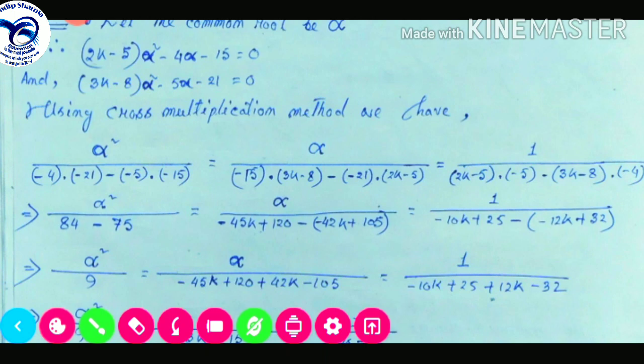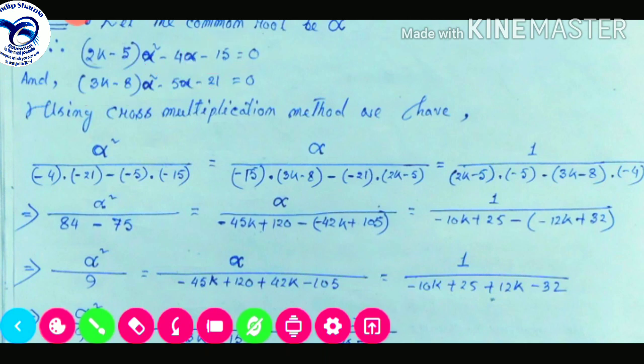So when we need to find out alpha square, this portion will be omitted. From these 2 we need to find out. So here it is this one, that means minus 4 into minus 21 and minus down 1 into our top one. So minus 5 into minus 15. Now we need to find out alpha, this portion, so this one will be omitted. So it will be the top one, minus 15, into the down one, 3k minus 8. Then the down one into the top one, so minus 21 into 2k minus 5.